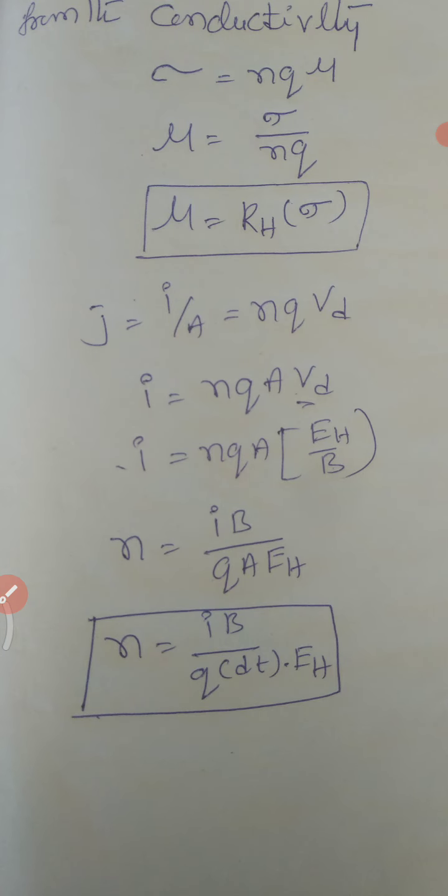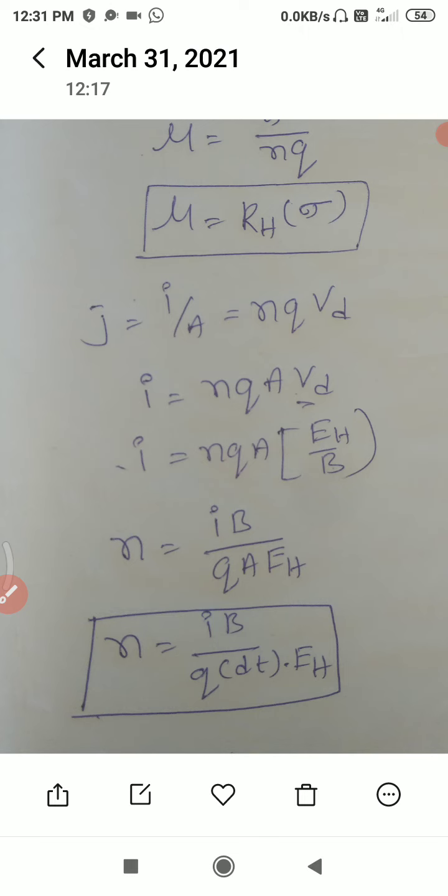Again we know the conductivity. The conductivity sigma is equal to NQ mu. Mu is equal to sigma by NQ, that is rho by NQ, where 1 by NQ is equal to RH. Therefore mu is equal to RH into sigma.